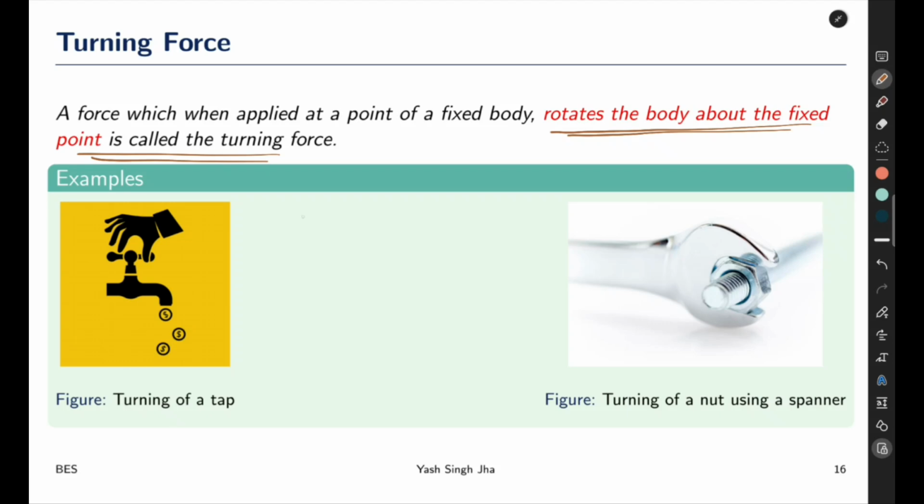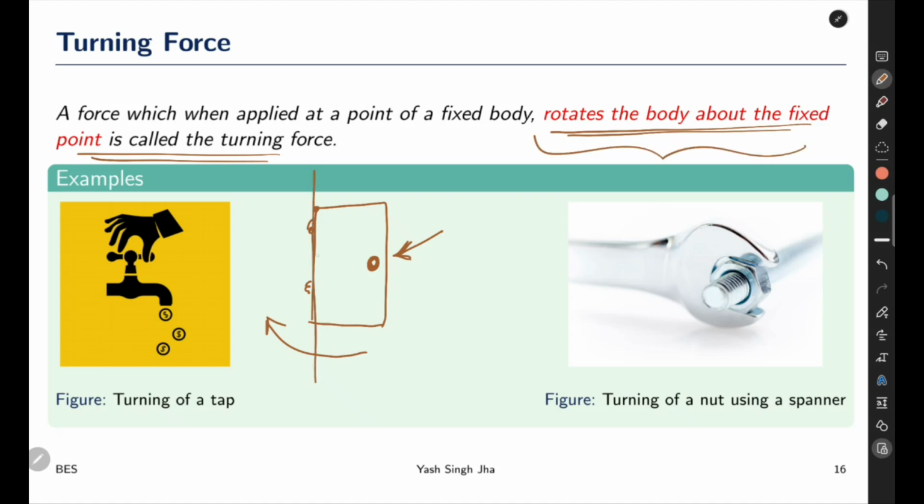For example, if there is a door, this is a door, and this is the hinge. We apply a force, and the force turns the door open. So when a force is applied at a point of the fixed body, we apply the force on the handle, the body rotates about the fixed axis. Here the axis is the hinge, the wall. So that force is called a turning force.